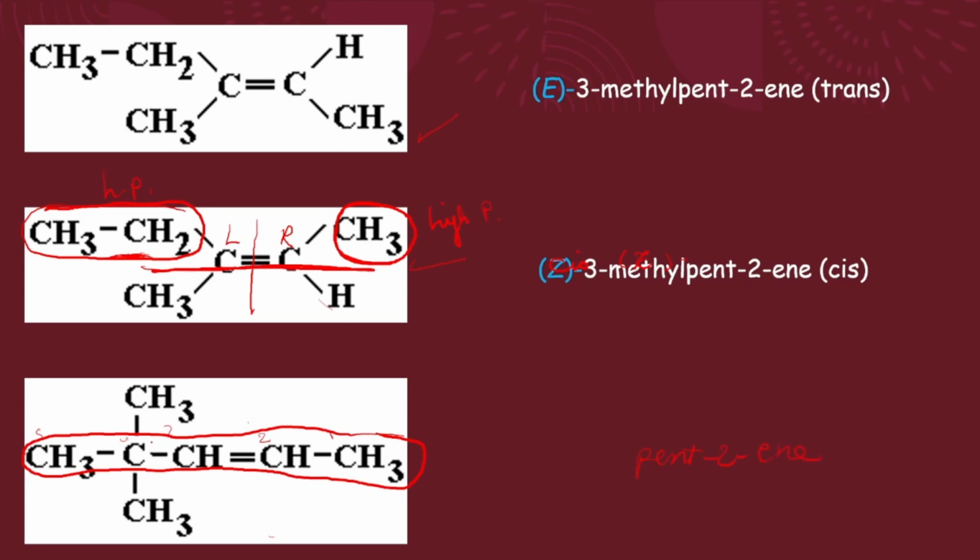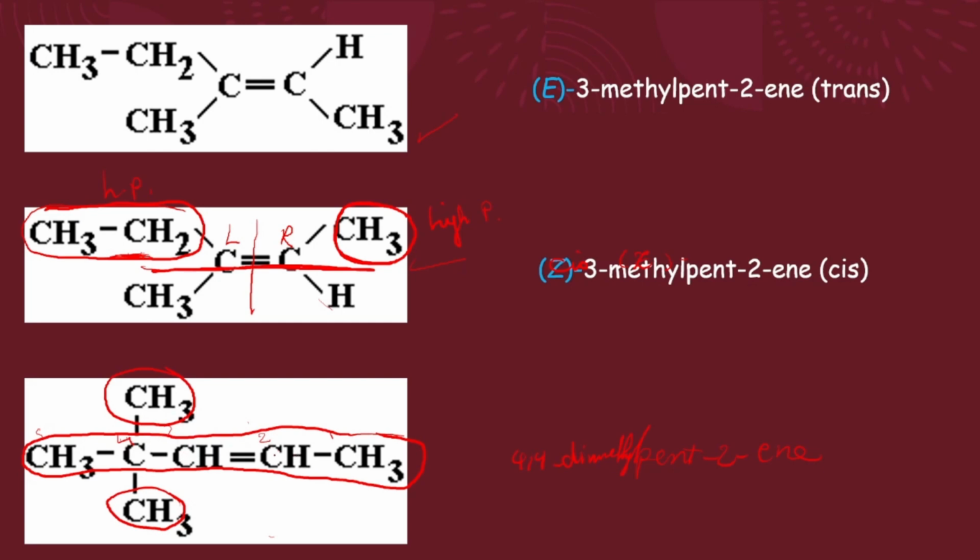Do we have anything else attached to the carbon chain? Yes, we have a methyl group at carbon number 4 and another methyl group. So we have 4,4-dimethylpentene. Let's now find out whether this compound is a cis isomer or a trans isomer.